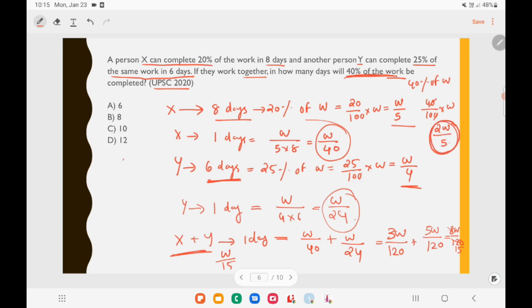So that is total work 2W by 5 divided by work done in one day, which is W by 15. So you will get 2W by 5 into 15 by W. The W will get cancelled, and you will get 6 days. So the answer is option A, 6.